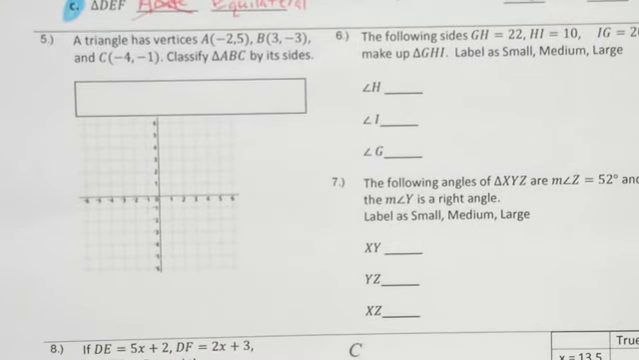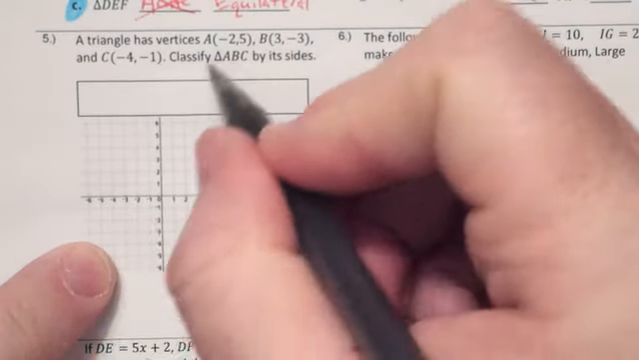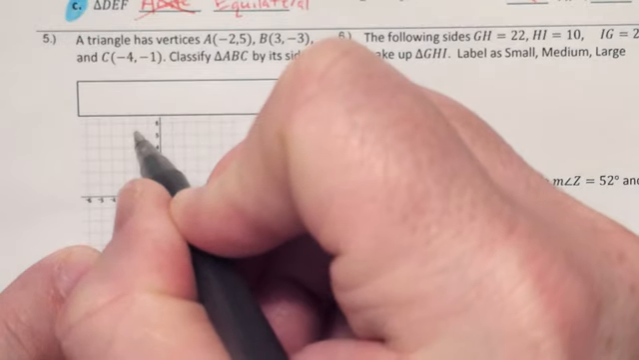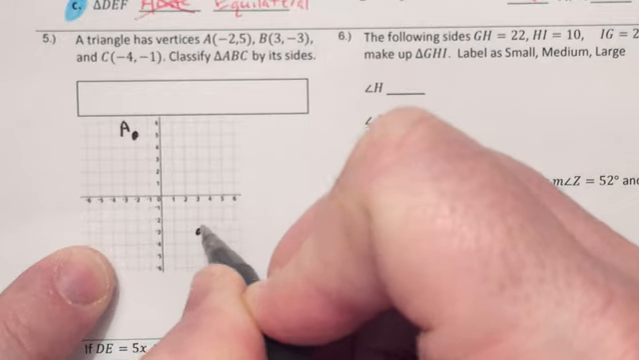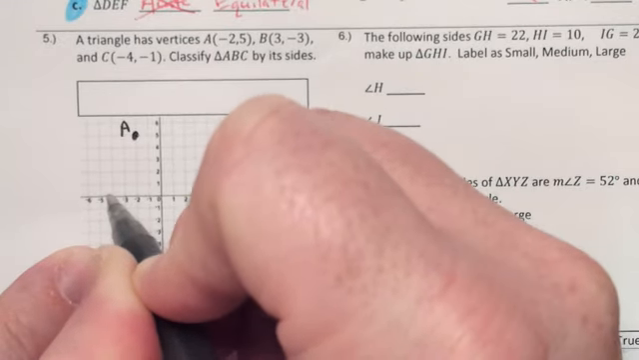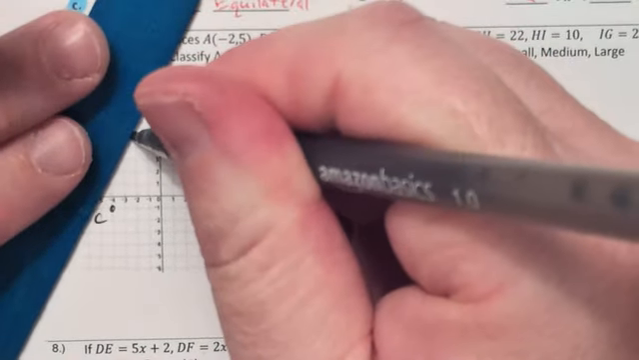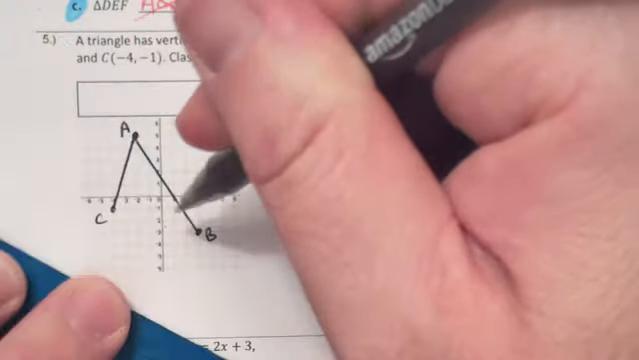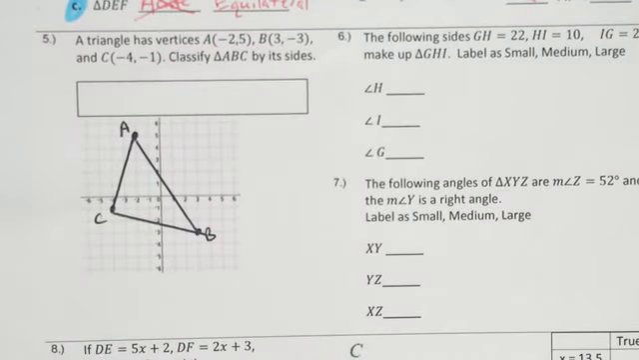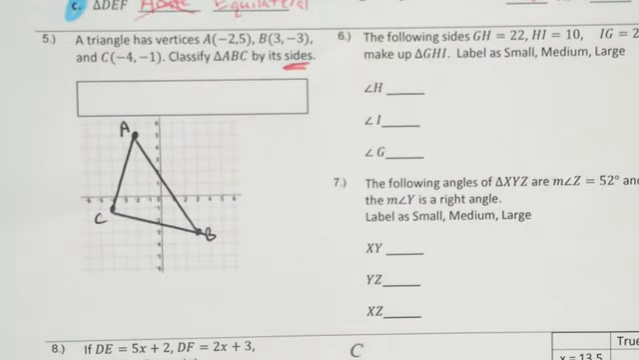All right, so on number 5 here, the best thing you can do when they give you coordinates is to graph them. So -2, 5, I have no idea what's going on yet, just plotting these points. So there's my A, 3, -3, that's my B, and -4, -1, that is my C. And I use my straight edge to graph the lines to make the triangle, trying to be as exact as possible. All right, so there is my triangle, and they said to classify by the sides. So make sure you classify by the sides.